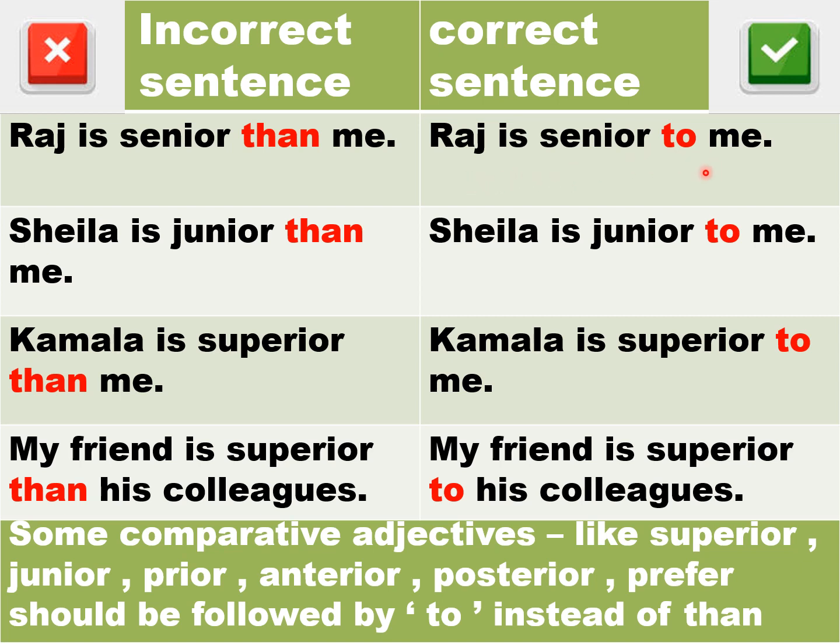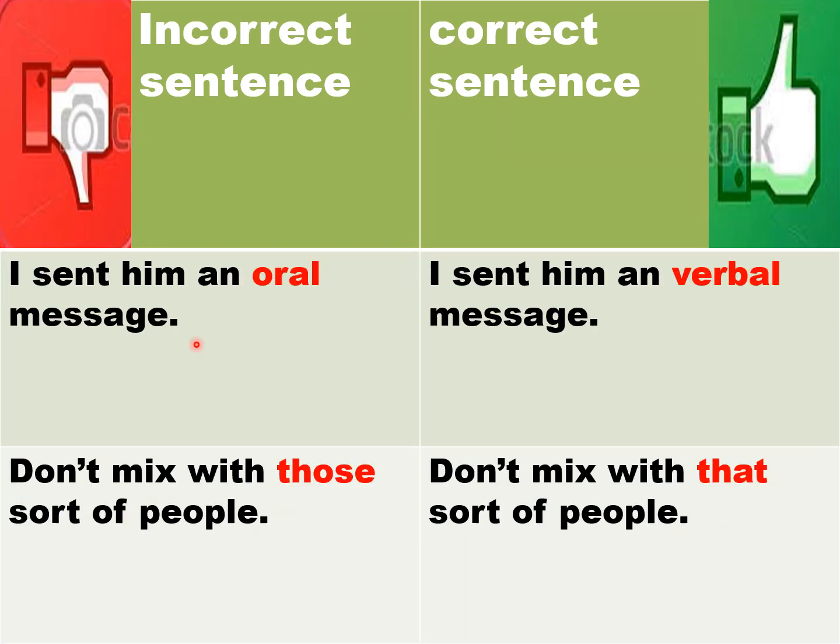Raj is senior to me. Sheila is junior to me. Kamala is superior to me. My friend is superior to his colleagues. Find out the error in these sentences. I sent him an oral message. Don't mix with those sort of people. Here we have this adjective error. Instead of oral, we must use verbal. I sent him a verbal message. In this sentence, instead of those, we must use that. Don't mix with that sort of people.